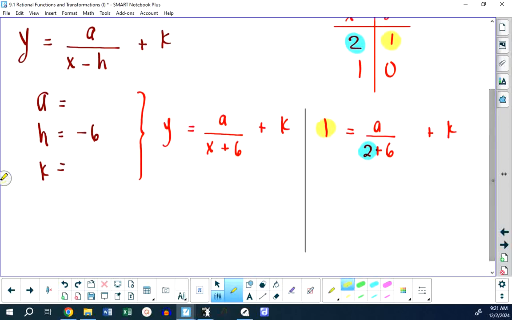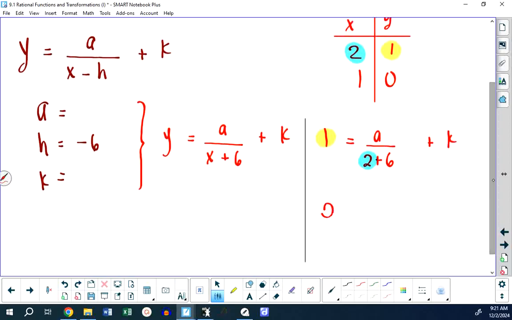Our second equation is going to be 0 equals a over 1 plus 6 plus k. And again, the y-coordinate goes in for y, and the x-coordinate goes in for x. Are you with me on that?